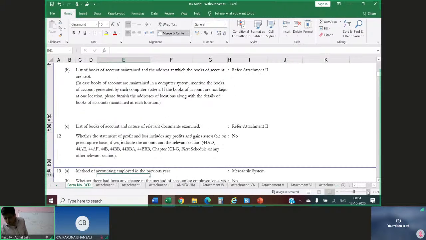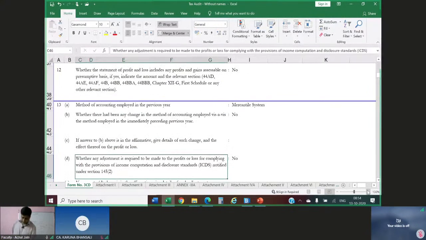Moving on to the next clause number 12, which is in relation to the presumptive income scheme. So it says whether the statement of P&L includes any profits and gains assessable on presumptive basis. If yes, indicate the amount and the relevant section. Now income tax has got various sections in relation to the presumptive taxation, presumptive income, on which presumptive taxation is required to be considered. Now whether the entity is falling under those presumptive taxation or not, that is required to be specified, and which section will apply to it.